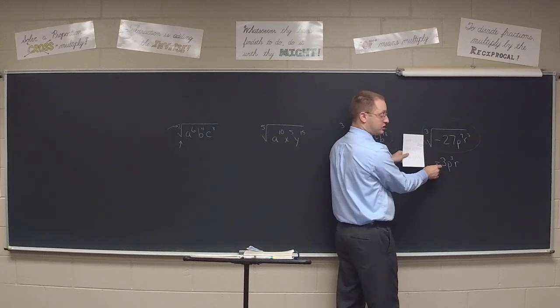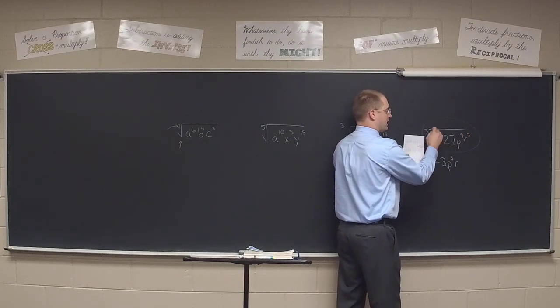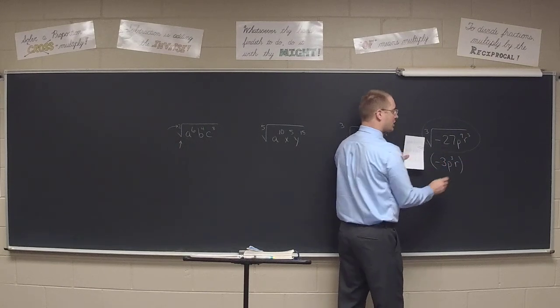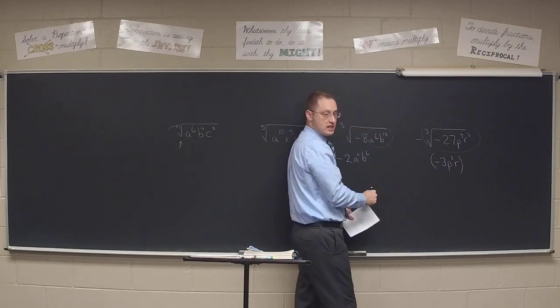Good. Negative, because odd roots keep their sign. The cube root of 27 is 3, because 3 cubed is 27. Divide exponents by the index to get p cubed r. That's our root, but there's now a negative sign out in front.